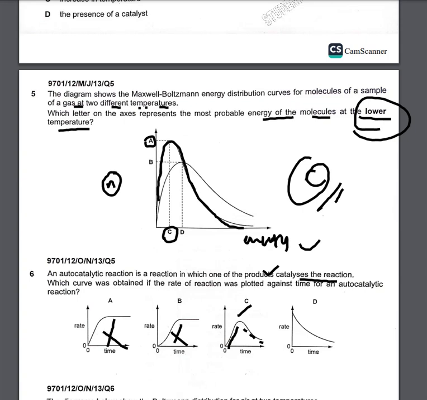D is incorrect. Why? Because the rate initially was higher, and this shows that there was no presence of product catalysis here. So D is definitely incorrect. C is your right answer.